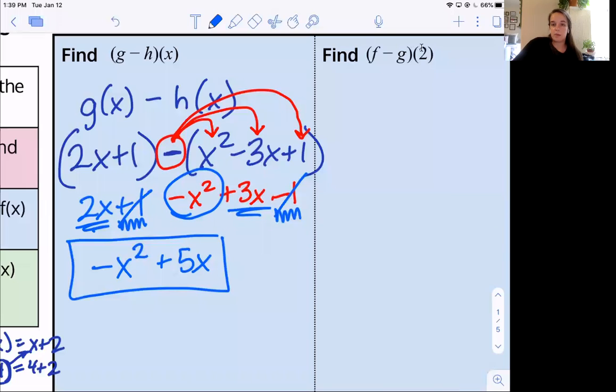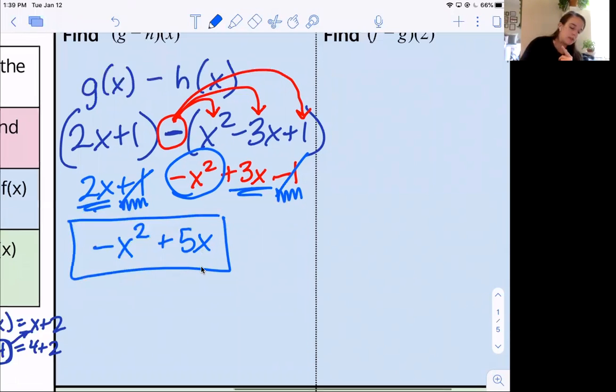I'm not going to do number one, but it would be exactly the same thing. We would just plug in the number 2 and we would solve it to get a number. Let's do one more. We're going to do multiplication.